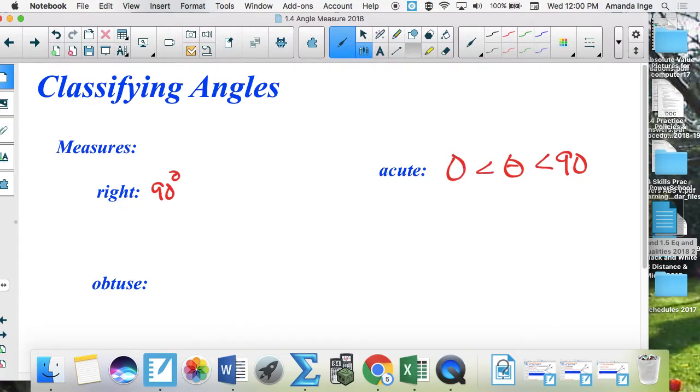And this is an angle symbol. It's a Greek letter, theta. A lot of times angles are labeled with Greek letters, not just with our letters. So if it's acute, it's between 0 and 90. Obtuse is greater than 90 degrees, less than 180.